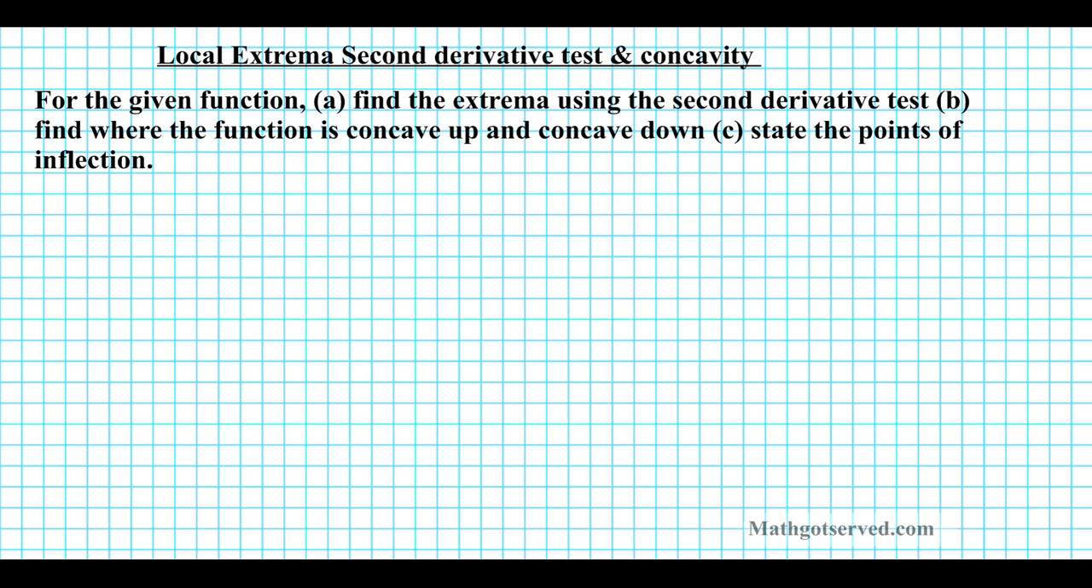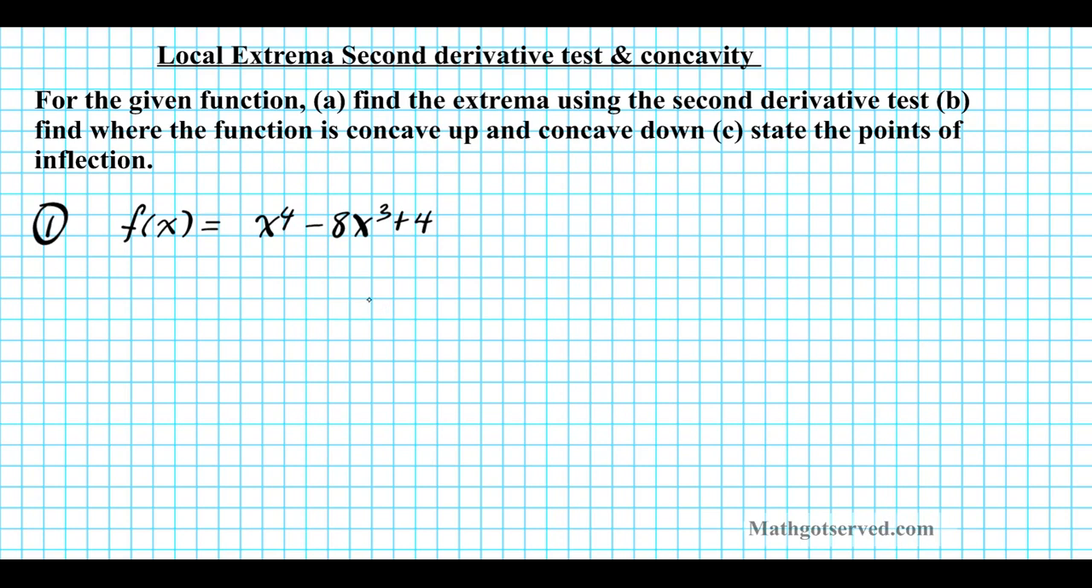For the given function, A, find the extrema using the second derivative test. B, find where the function is concave up and concave down. And then part C, state the points of inflection, basically the x-coordinates of the points of inflection. So for this example, the function under consideration is f of x equals x to the fourth minus 8x to the third plus 4.